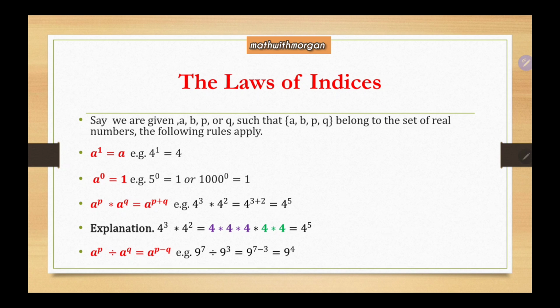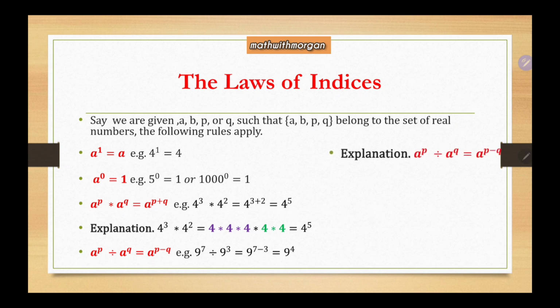The next rule: a to the power of p divided by a to the power of q is equal to a to the power p minus q. And here we have an example. If you have 9 to the power of 7 and 9 to the power of 3, you just take away 7 and 3 and you get your answer.